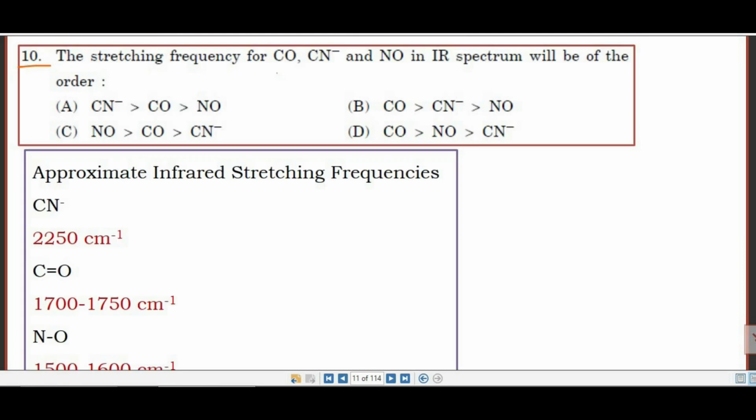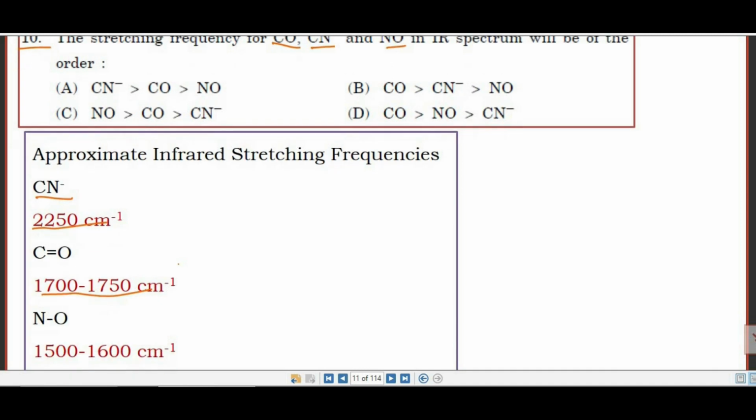Question number 10. The stretching frequency of free carbonyl CO, CN minus and NO nitrosyl in IR spectrum will be. Here for cyanide CN it is 2250 centimeter inverse. CO free carbonyl group it is around 1700 to 1750, and for nitrosyl NO it is around 1500 to 1600 centimeter inverse. Hence option A is correct. CN minus greater than CO greater than NO.